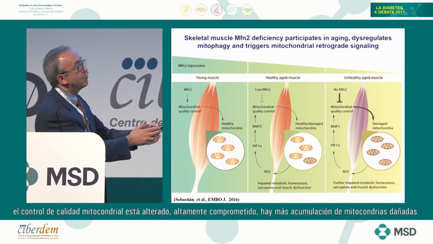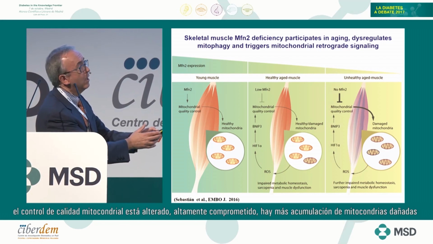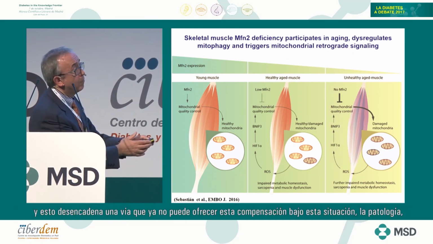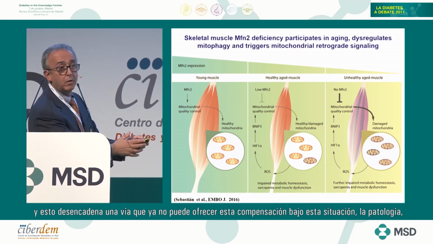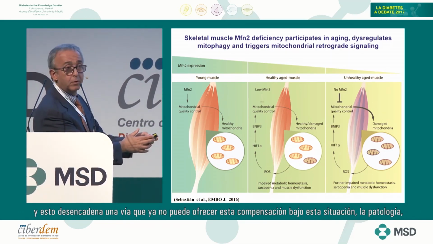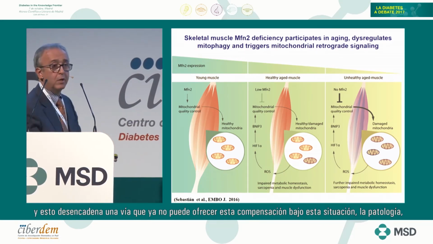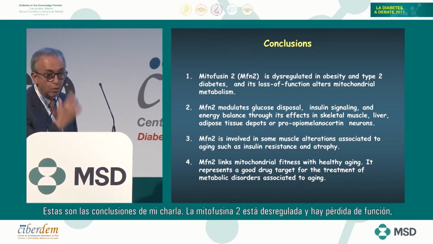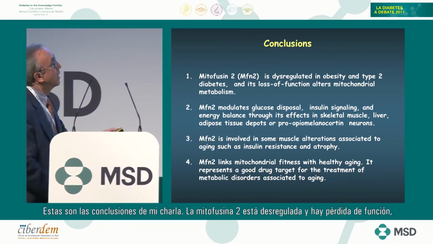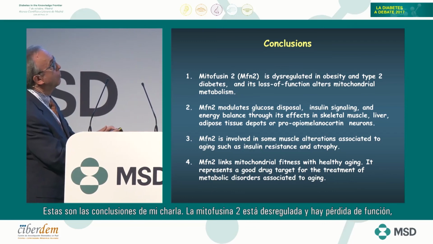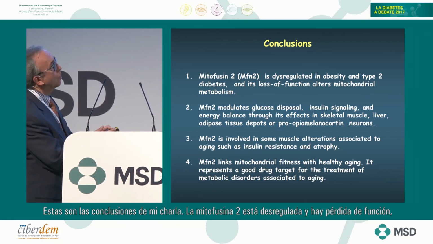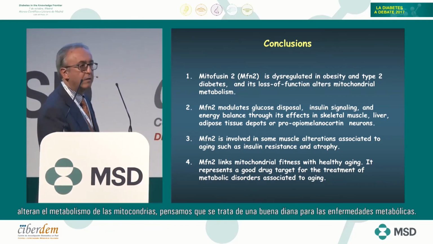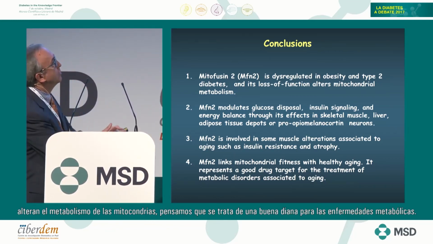Mitochondrial quality control is highly compromised, there is more accumulation of damaged mitochondria, and this triggers a pathway which can no longer provide this compensation. So under this condition, pathology, sarcopenia occurs. Those are the conclusions of my talk. One is that mitofusin 2 is dysregulated in obesity and type 2 diabetes, and its loss of function alters mitochondrial metabolism. We think it is a good drug target for metabolic diseases.